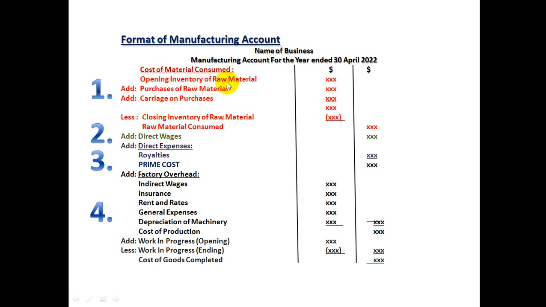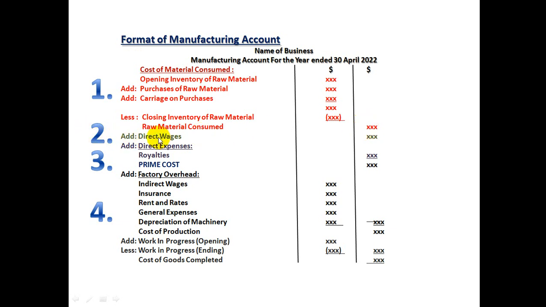Opening inventory of raw material, purchases of raw material, and carriage on purchases of raw material will be added and written here. If we have any closing inventory of raw material, it will be subtracted from the amount. That is how we will finally get raw material consumed or used during the year. This is the first part of our statement which we have to calculate.